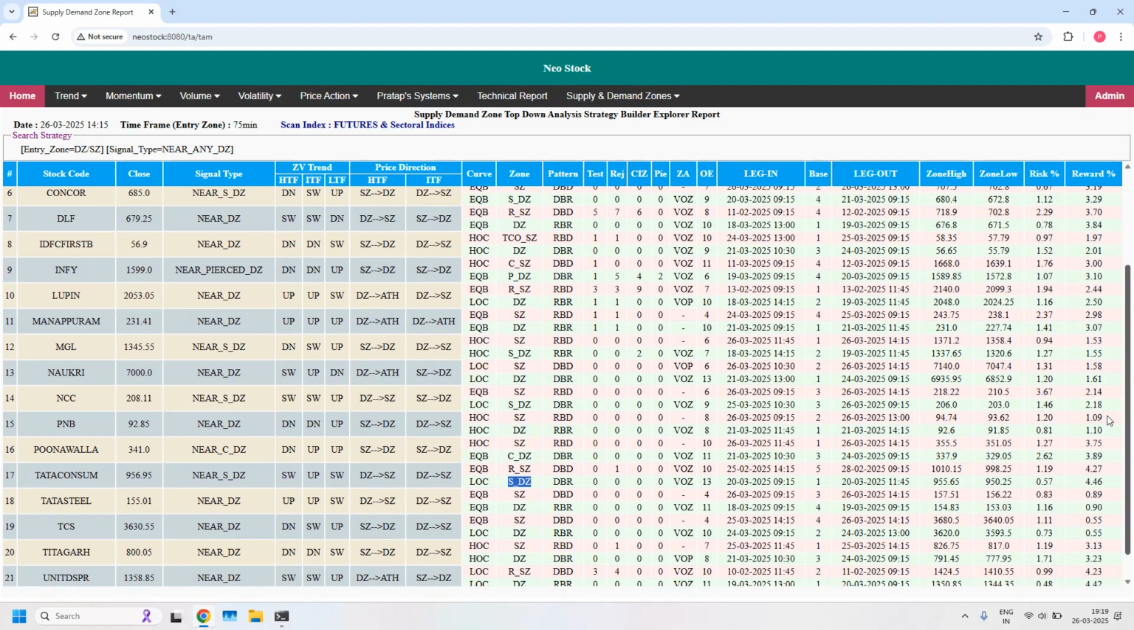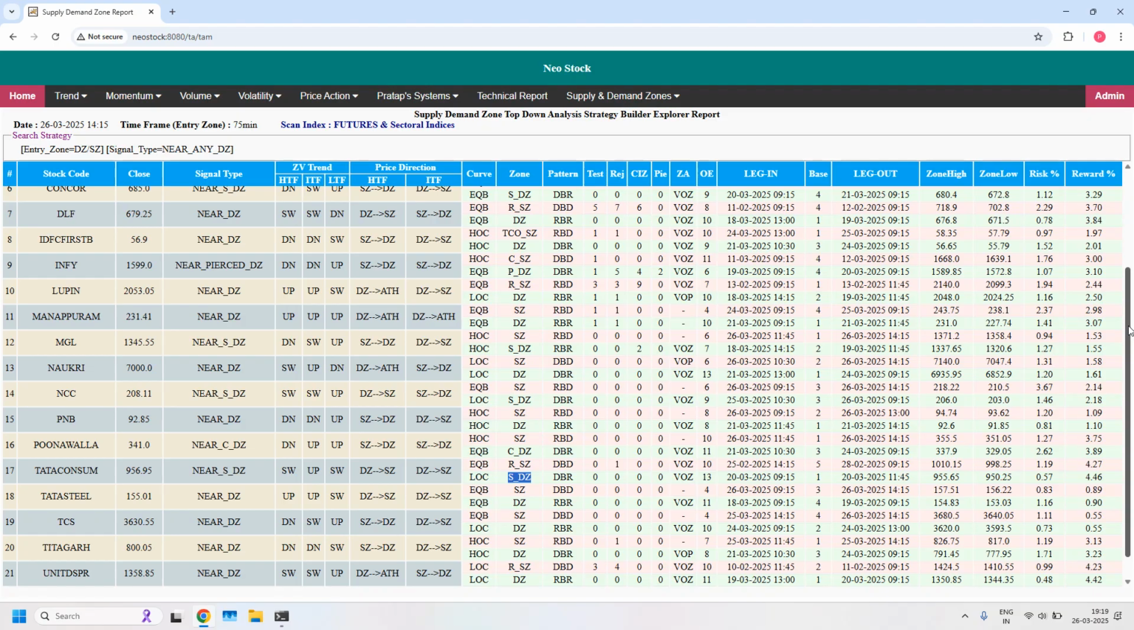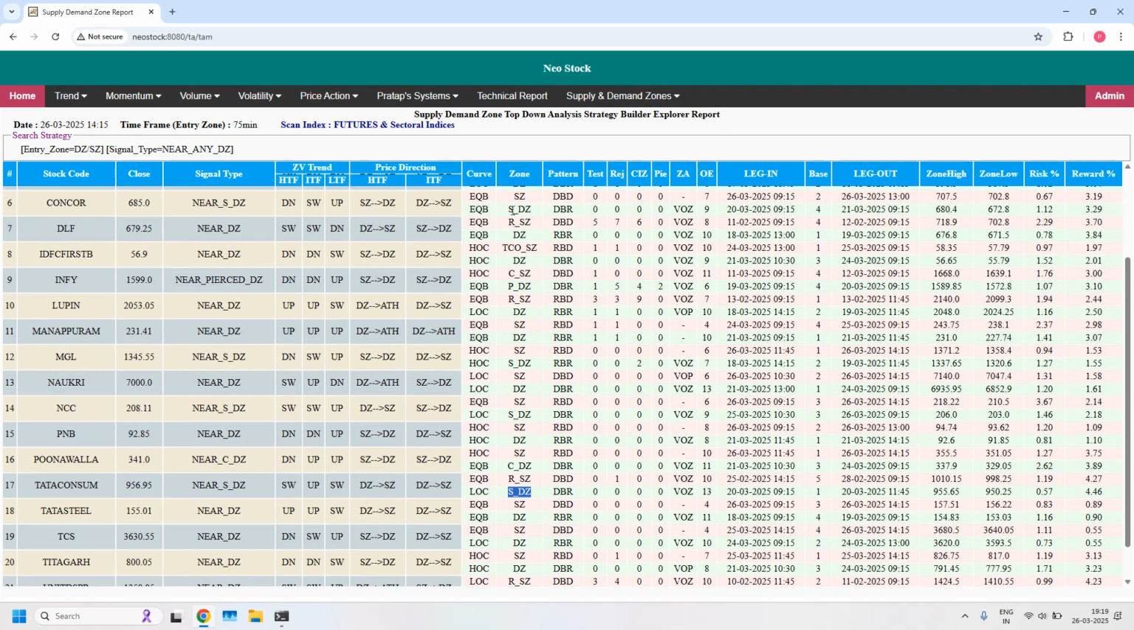Okay. So Concor, this is the first one. This is the second one, MGL. Third, NCC. Fourth, Poonawalla. And fifth, Tata Consumer. Total 5 high liquidity demand zones we identified. This is the first one and this is the fifth one. In between, in total we have 5 high liquidity 75 minutes demand zones.